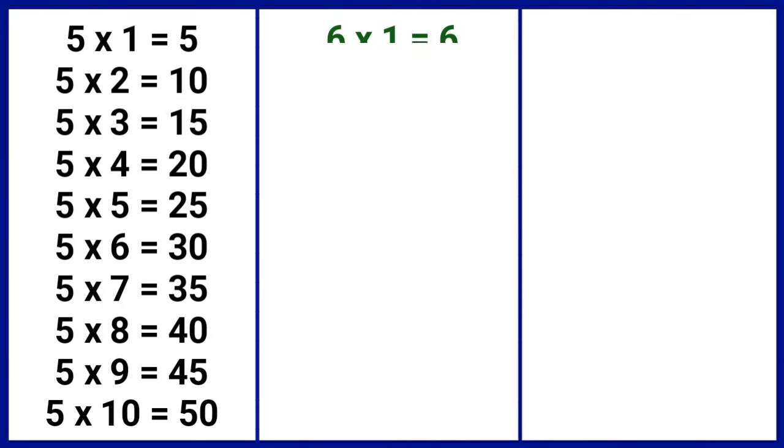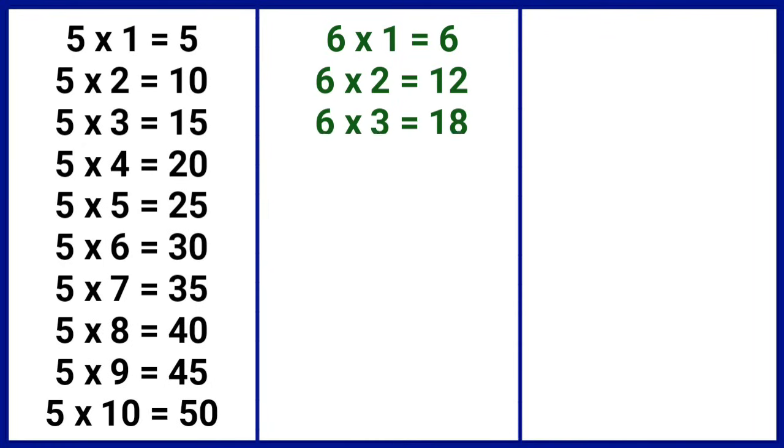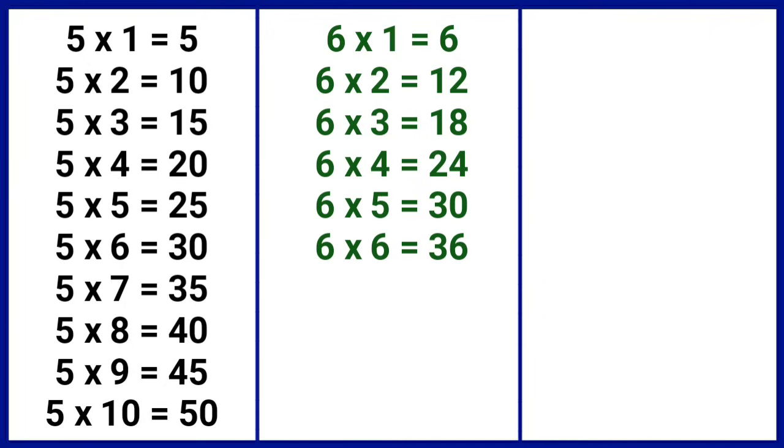6 ones are 6. 6 twos are 12. 6 threes are 18. 6 fours are 24. 6 fives are 30. 6 sixes are 36.